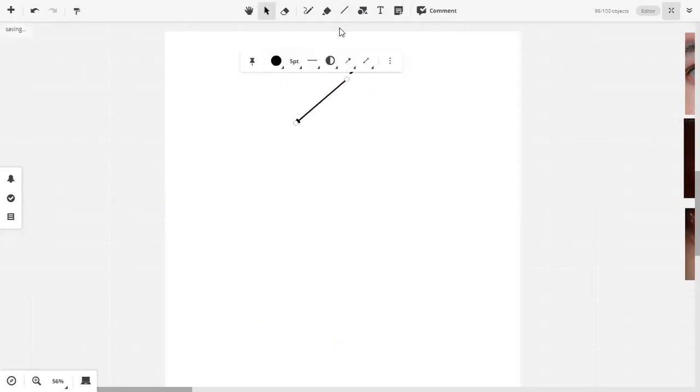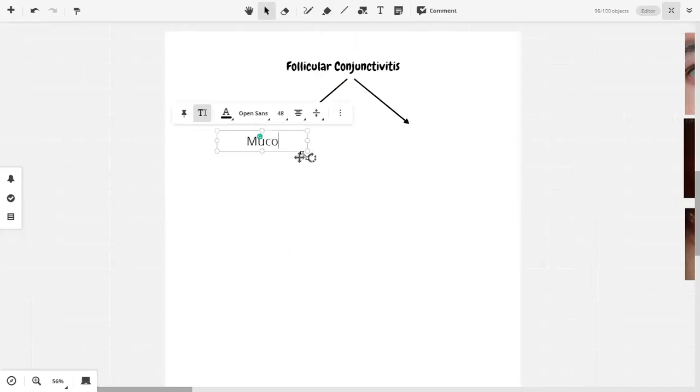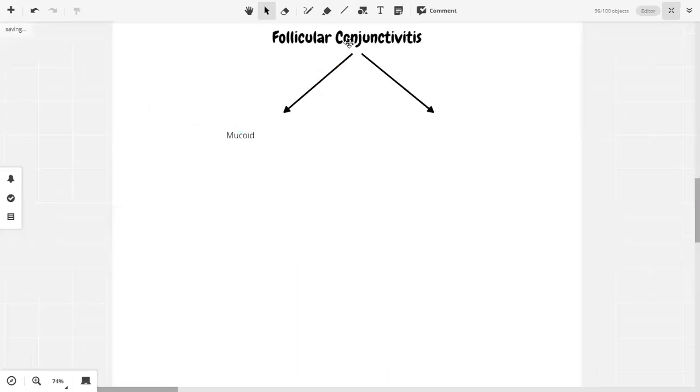Discharge. We will see what kind of discharge there is. It can either be a mucoid discharge, or it can be a purulent discharge. Purulent or mucopurulent, both are the same. Mucopurulent or purulent discharge. What does this tell us?